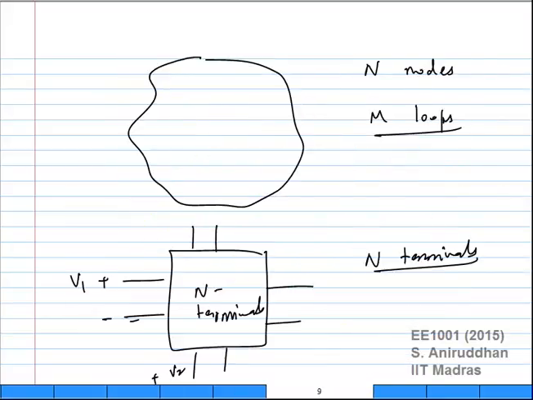Okay. Similarly, this is for an n-terminal element. If you have a network, an electrical circuit, which has some n nodes and m loops, you can show that some of them will be dependent on the other. Note that I did not say n-1 or m-1 because that really depends on the topology of the electrical circuit inside. But there will be some number of independent voltage and current variables.